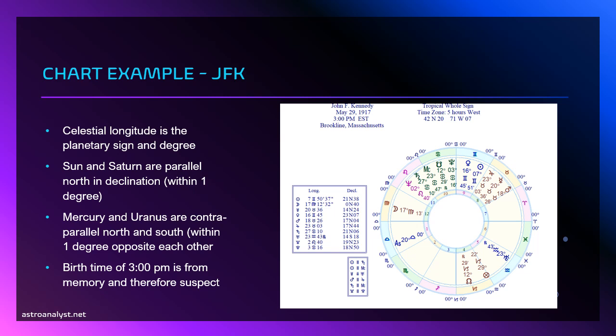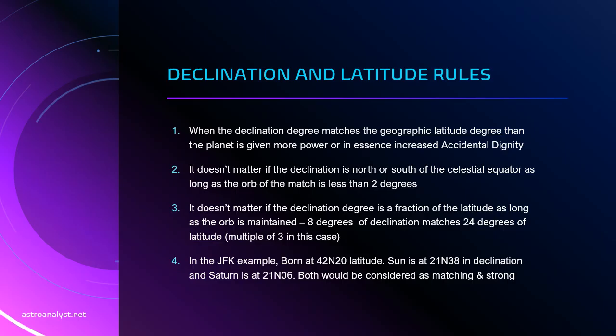Now, here's the problem. We have John F. Kennedy at a 3 p.m. time, and it's supposedly from memory. Well, I would never do an astrocartography chart using a time like that. There's just too much variance between what is estimated and what may be accurate. We just don't know. So how do we solve that problem if we're going to try to help somebody with relocation, but we don't have a good time? So here is how we do it.